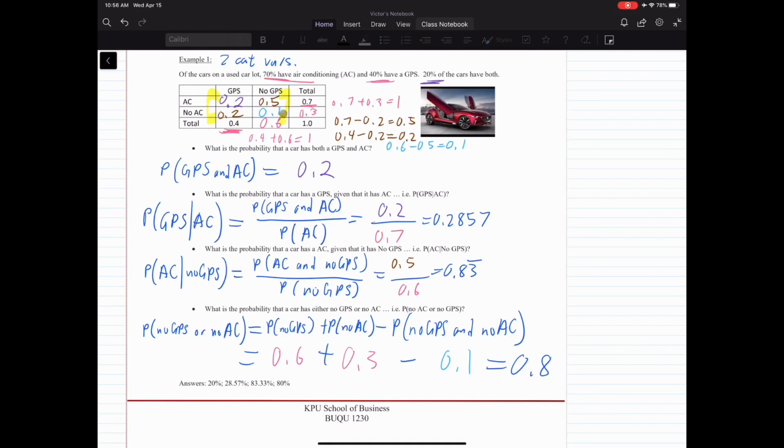To find the last number, no AC and no GPS, we know that 60% of the cars have no GPS, and within that 60%, 50% of the cars have air conditioning. So when we subtract 0.6 minus 0.5, we get 0.1. And 0.1 is the probability of the cars that have no GPS and no air conditioning. So once we have completed the contingency table, we can solve for the questions below.